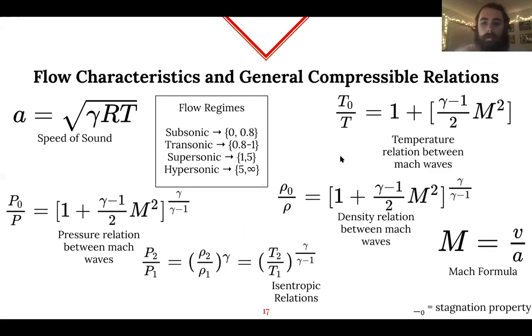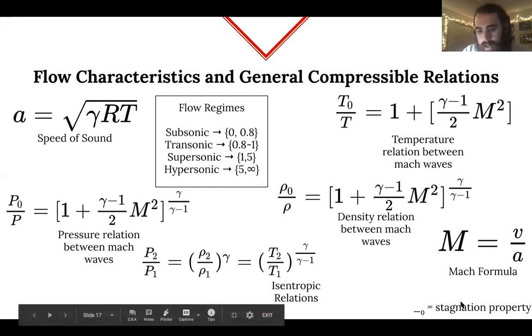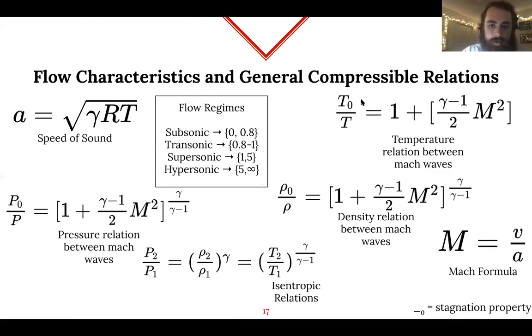Now, these three right here are what we just talked about. These are the temperature relations between Mach waves. This T naught, you can see down here, is a stagnation property. The easiest way to picture that is, imagine if all the energy in your system was in the form of heat energy. That's a stagnation property. Whatever your pressure, internal energy, whatever it might be, it all is lumped into a temperature, that's a stagnation temperature. And we can use this relation to calculate what's going on before and after a Mach wave.